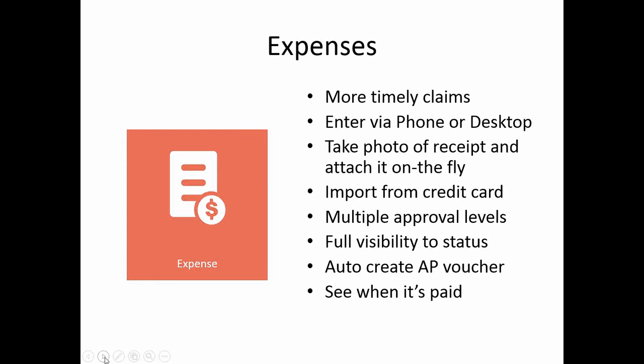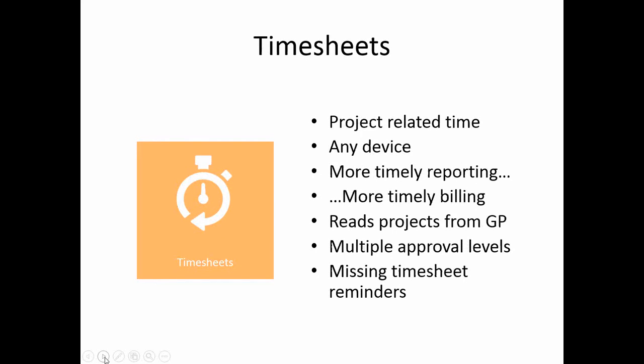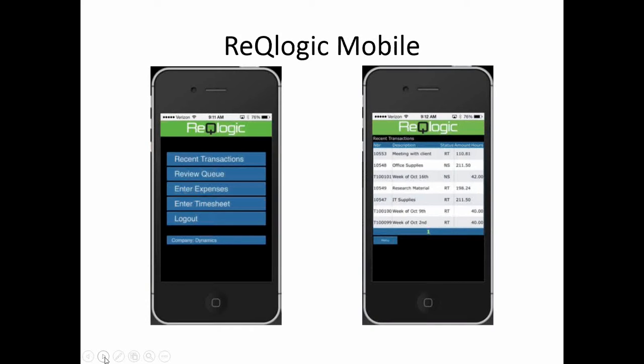For those of you who have credit cards or purchasing cards, you can import that information and have people assign the line items to different expense categories as they go. The whole concept of visibility and different approval levels is applicable to expenses as well. Once it's been fully approved, it automatically creates an AP voucher, and once that check has been paid, you'll be able to see the check number it was paid on, assuming you're reimbursing people by check. And then if you have project accounting, you can also use ReQlogic to enter timesheets.